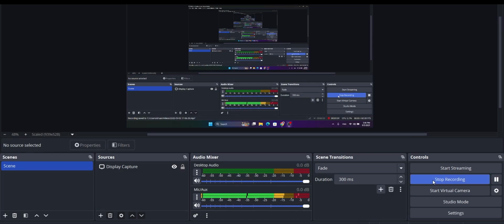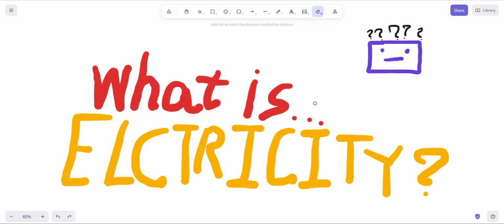Today I want to answer a very simple question. What is electricity? So electricity is just the movements of tiny particles called electrons between 2 points. That's it, through any conductive material.